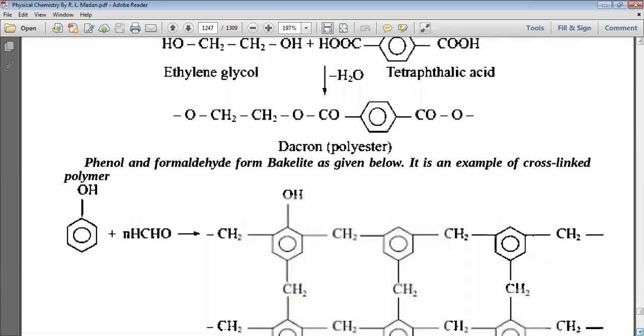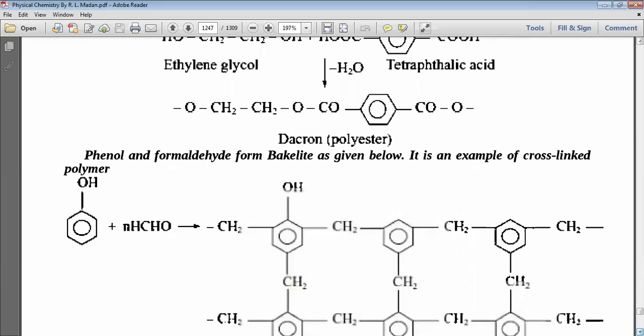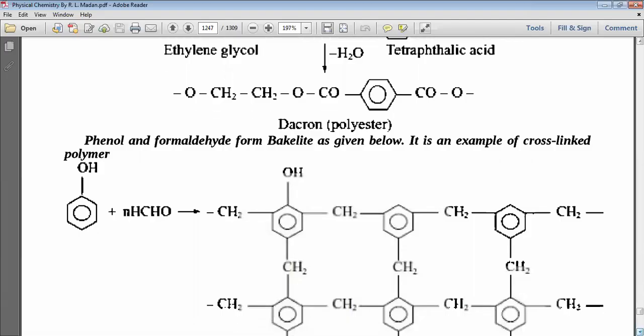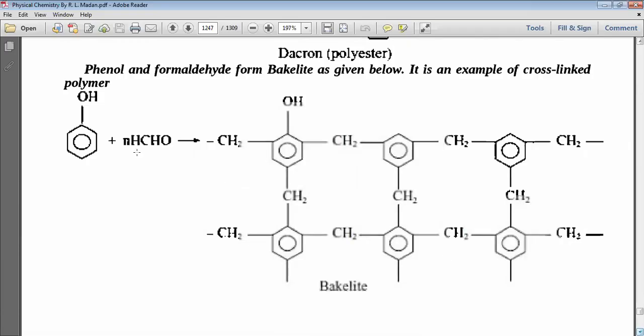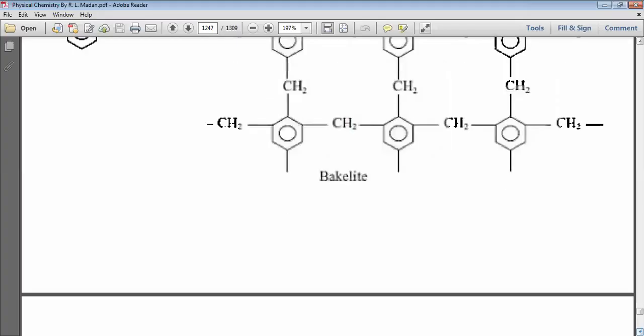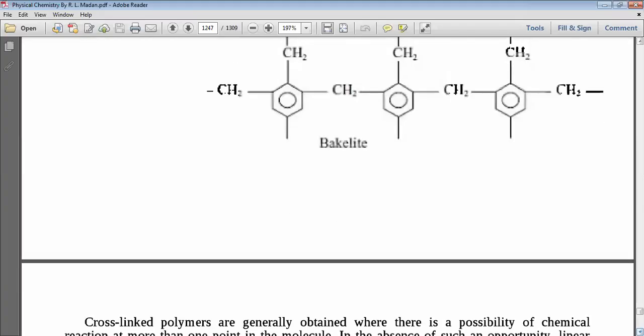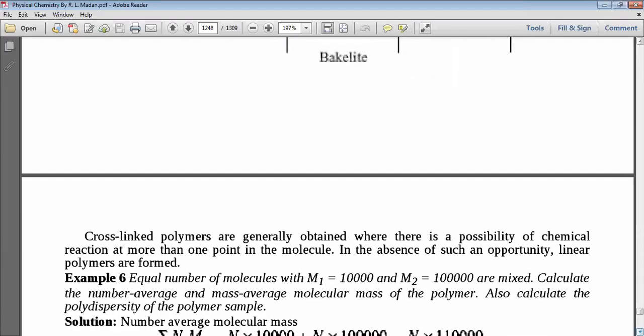Similarly, phenol and formaldehyde form Bakelite, as shown in this figure, which is an example of a cross-linked polymer. Bakelite, phenol in combination with formaldehyde, gives a cross-linked polymer. Cross-linked polymers are generally obtained where there is a possibility of chemical reaction at more than one point in the molecule. In the absence of such an opportunity, linear polymers are formed.